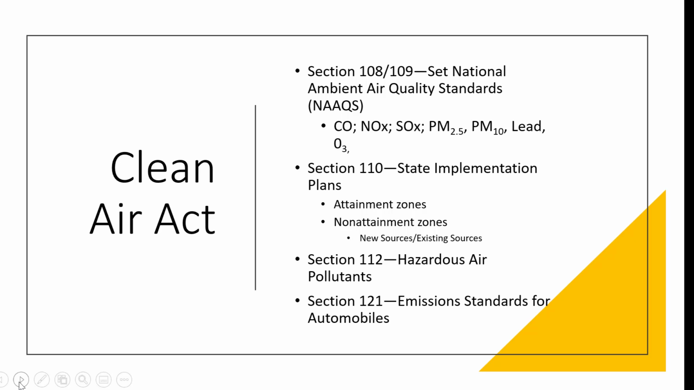The other vector is whether it's a new source or an existing source. When Congress drafted the Clean Air Act, they realized that it would be easier to build pollution control into new sources, easier meaning less expensive and more efficient, than it would be to retrofit existing sources. So the assumption is that any new source that's built has to meet much higher standards than do existing sources. And in fact, existing sources in attainment zones have no pollution control requirements. And that's how we get all of those dirty coal-fired electric plants in the Midwest. And we can talk about that a little bit more in class if you want.